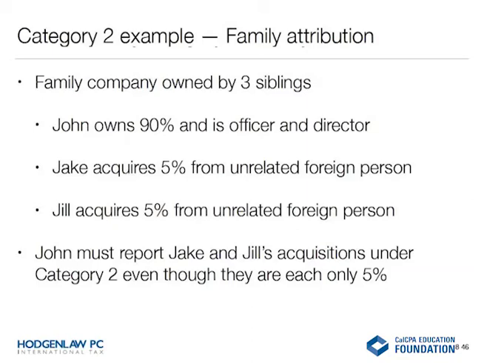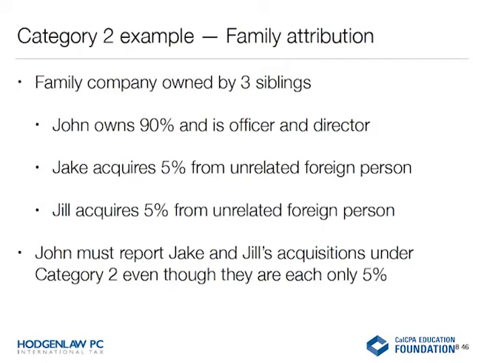So let's go through some examples of how to apply these. So I'm going to do 1 or 2 for each category. So let's start with category 2. And let's say you have a family company that's owned by 3 siblings. So the first one is John. He owns 90%, and he's an officer and a director of the company. Jake, the brother, acquires 5% from an unrelated foreign person. Jill acquires 5% from an unrelated foreign person.